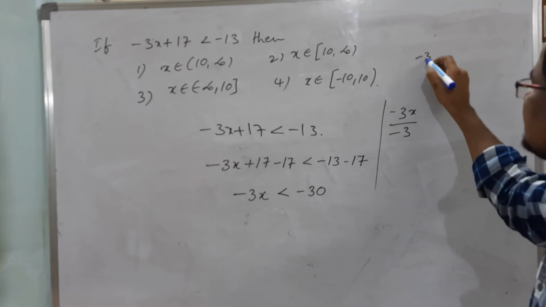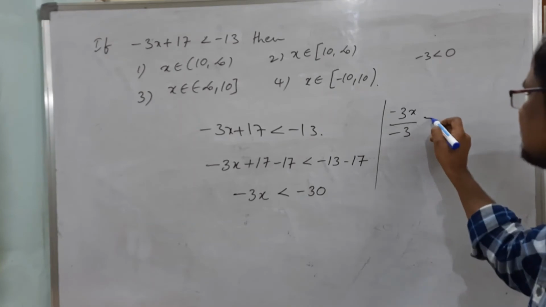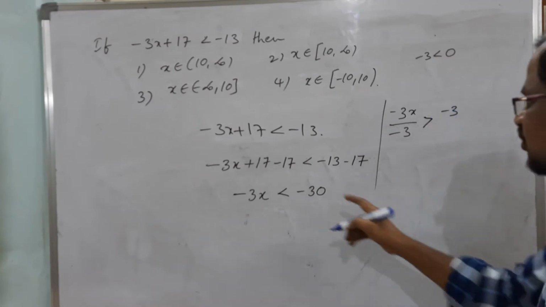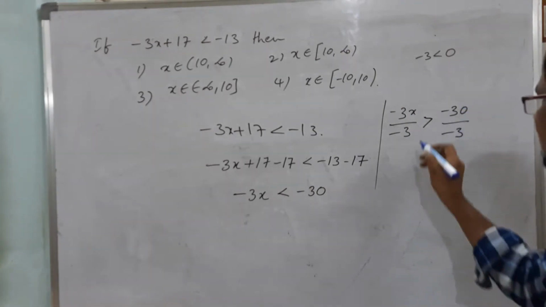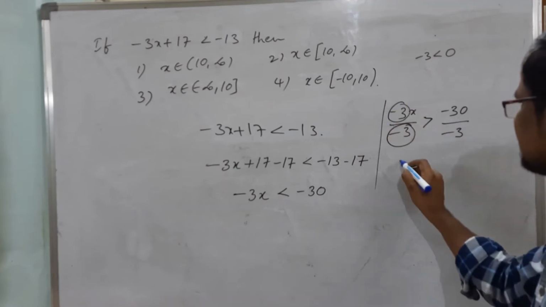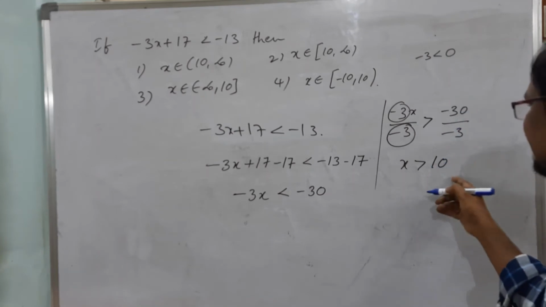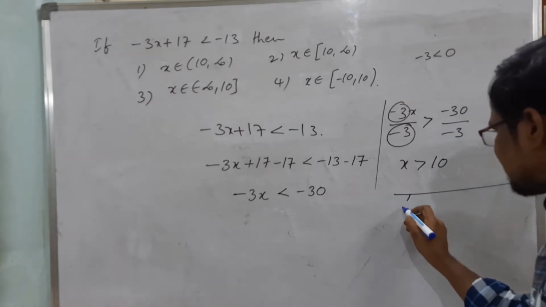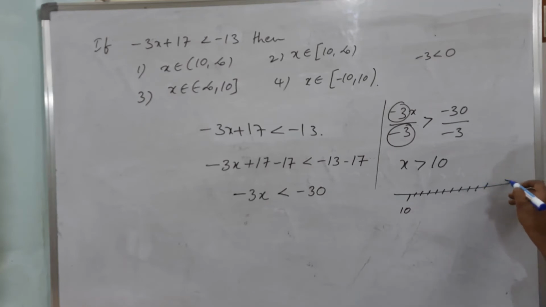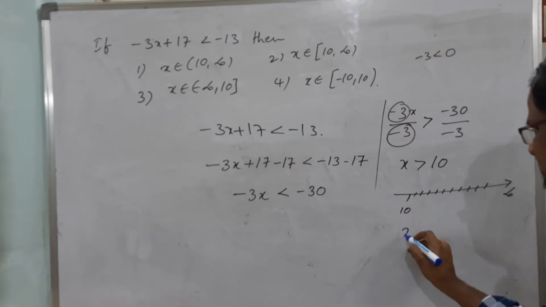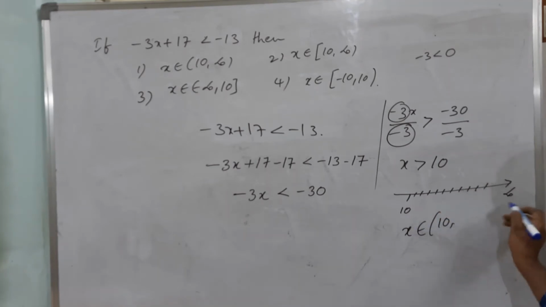Minus 3 is a negative real number, so definitely the inequality sign changes. This less than becomes greater than, and minus 30 by minus 3, the minuses cancel. What remains is x greater than 10. On the real number line, x greater than 10 means this area, from 10 up to infinity. In terms of interval, x belongs to the open interval 10 to infinity.